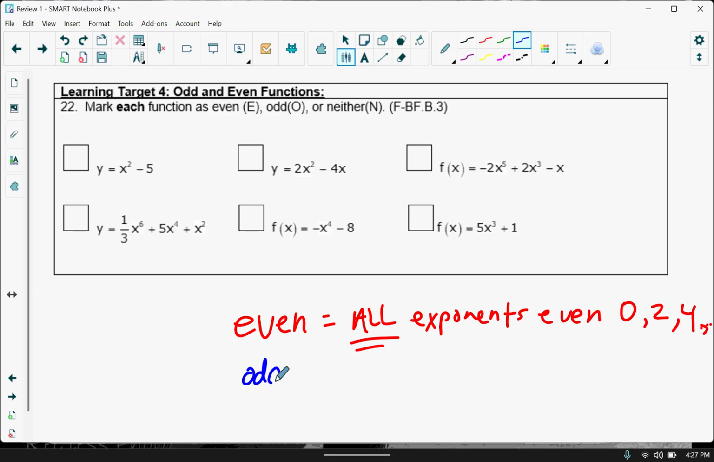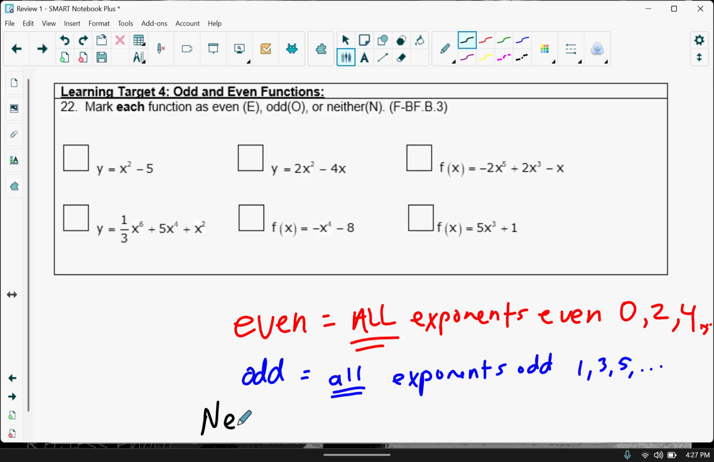If it's odd, odd means all, emphasis on all, exponents are odd. Odds are 1, 3, 5, 7, 9, 11, dot, dot, dot. And then if you have neither, neither happens when exponents are mixed. And by mixed, I mean both evens and odds.